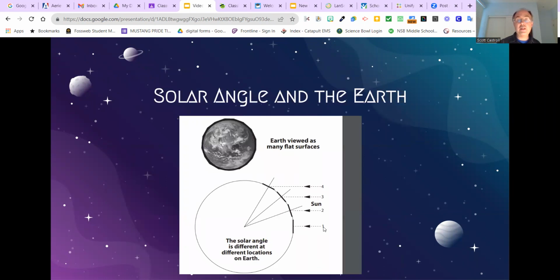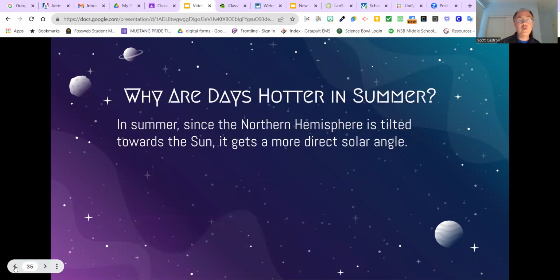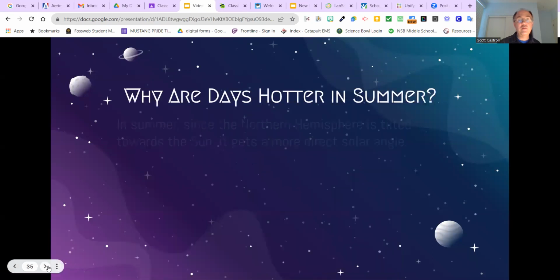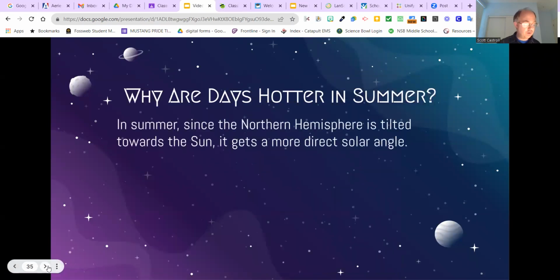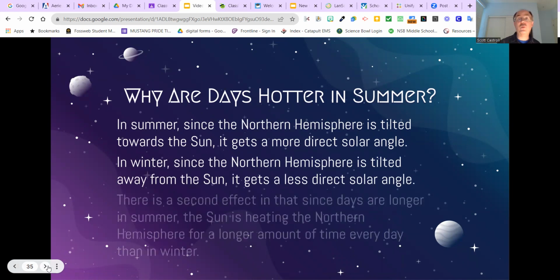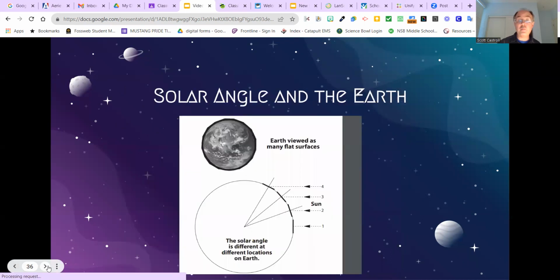So the basic idea. Now we've seen the solar angle. Days are hot in summer since the northern hemisphere is tilted towards the sun, so it gets a more direct solar angle. In the winter, the northern hemisphere is tilted away from the sun, so it gets a less direct solar angle. There's a second effect in that since days are longer in summer, the sun is heating the northern hemisphere for a longer amount of time every day than in winter.